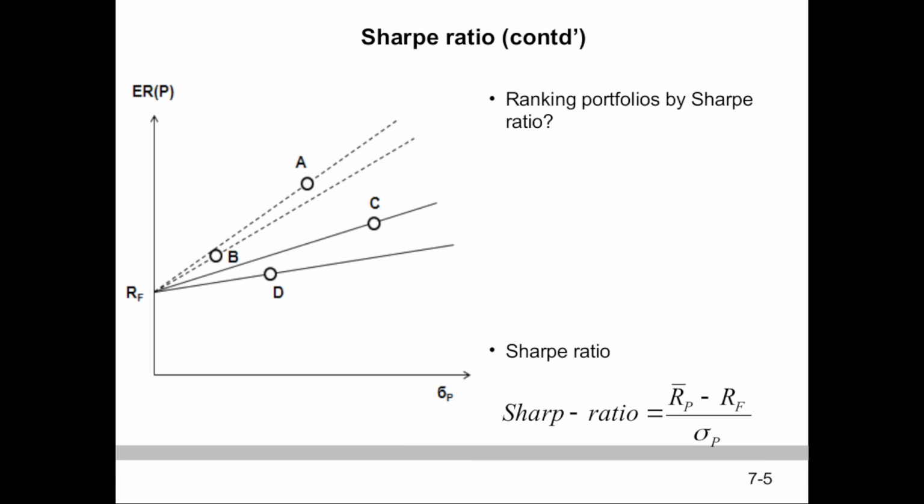This is an example of using the Sharpe ratio to evaluate the performance of different portfolios. The Sharpe ratio is just the slope of the capital allocation line, and using the definition of the Sharpe ratio, we find that portfolio A had a better performance than portfolio B, and portfolio B had a better performance than portfolio C, and portfolio C had better performance than portfolio D.